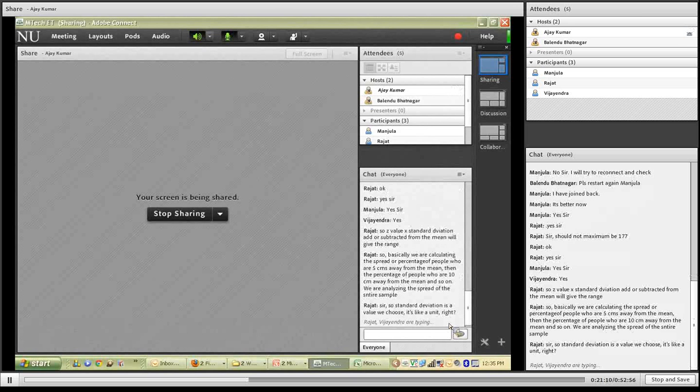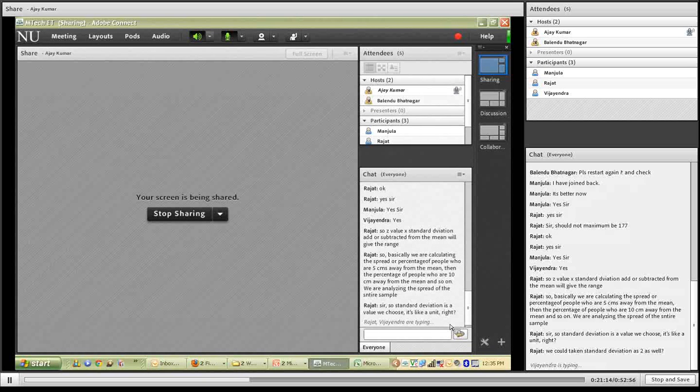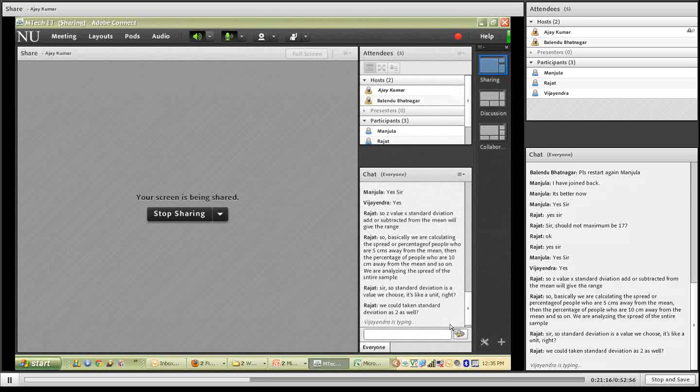So the standard deviation is a value we choose. It's like a unit, right? No, Rajat. To choose standard deviation, statistics has a different take on it.